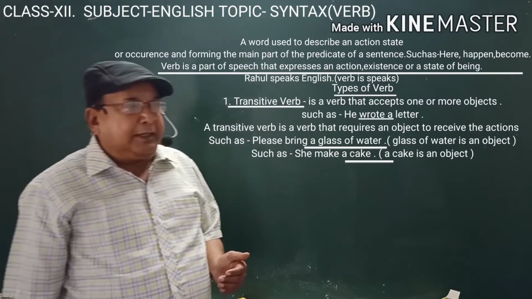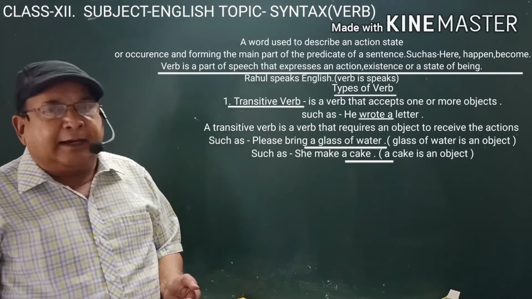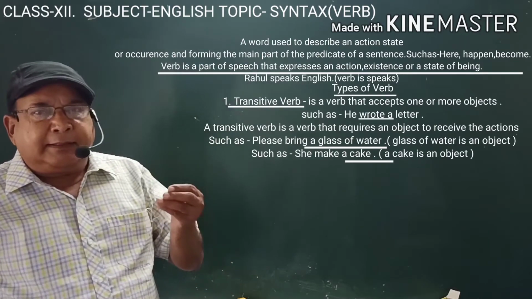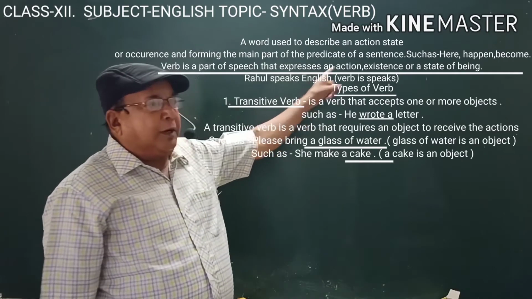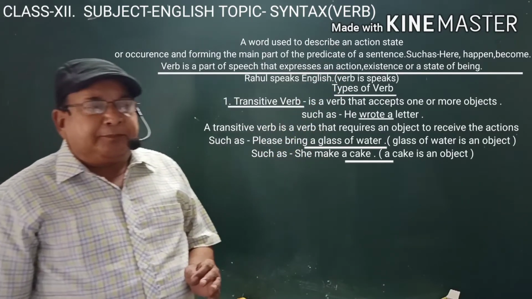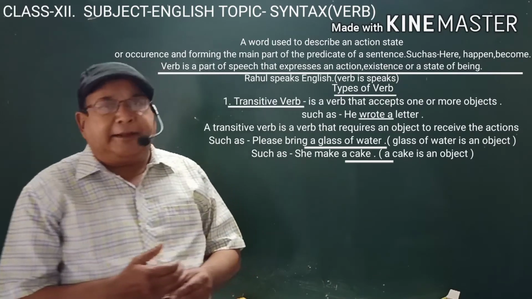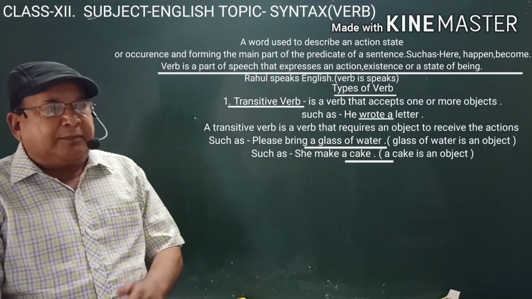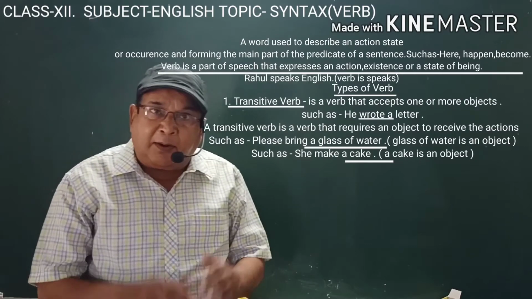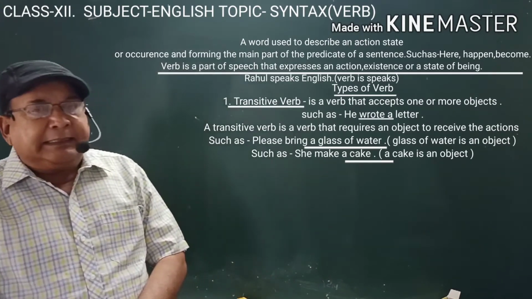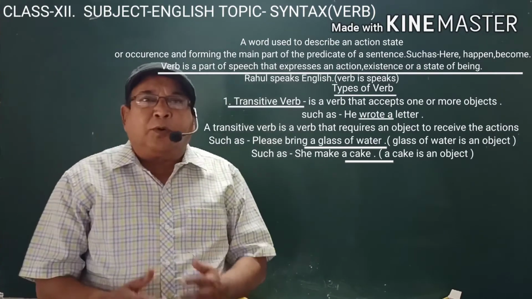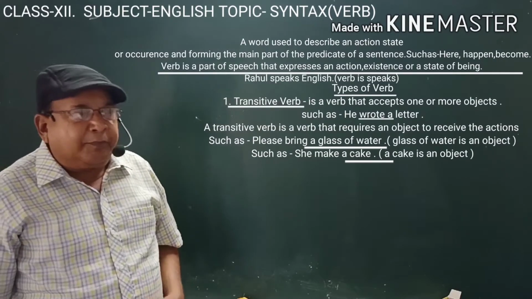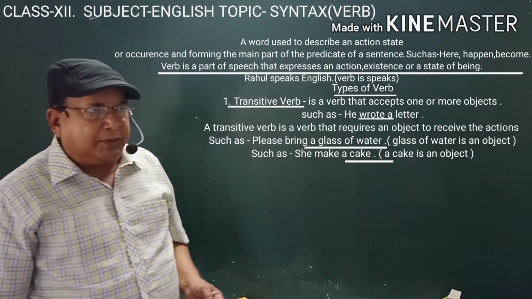Now I will tell you about the types of verb. There are various types of verb. Main verbs are like this. Number one, transitive verb. Transitive verb in Hindi is known as sakarma kriya. A transitive verb is a verb that accepts one or more objects, such as he wrote a letter. In this sentence, a letter is the object of verb wrote.